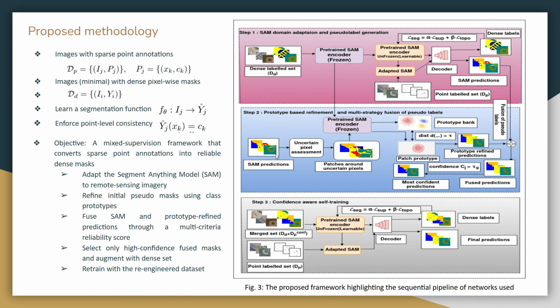The pipeline has 4 stages: adapt SAM to remote sensing images, generate pseudo masks from the points, then refine these pseudo masks using class prototypes and select the reliable masks for self training. So instead of trusting SAM directly, we iteratively improve supervision quality. The goal is not just segmentation, it is building reliable training labels automatically in a sequential process.